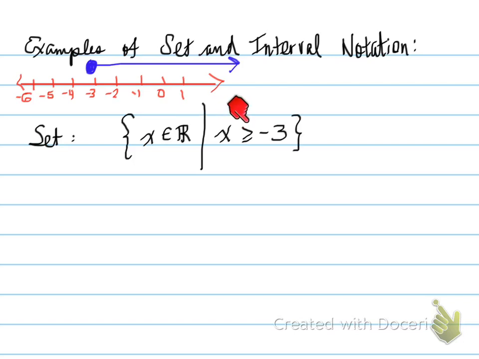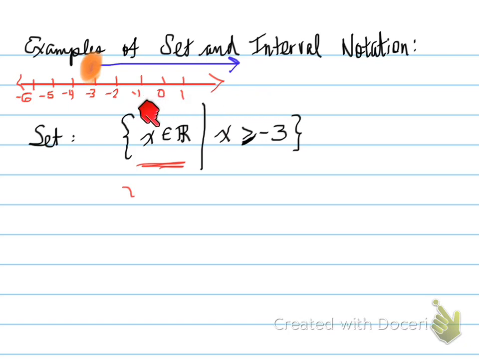So x is greater than or equal to -3. That is set notation here. Now, interval. So set notation, it's greater than or equal to, meaning that this was a closed, colored-in circle, and it's going in this direction. So that's greater than or equal to -3.